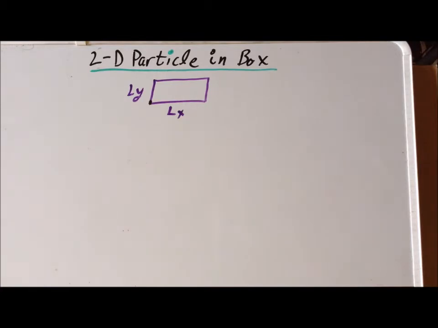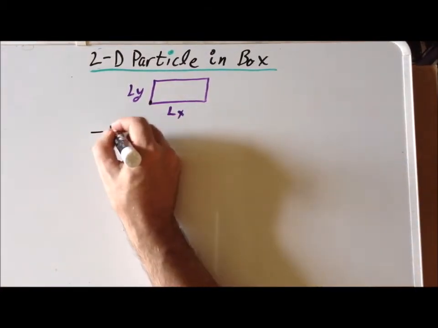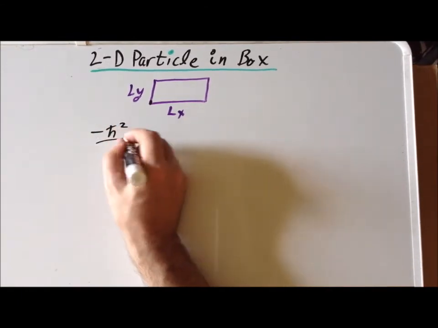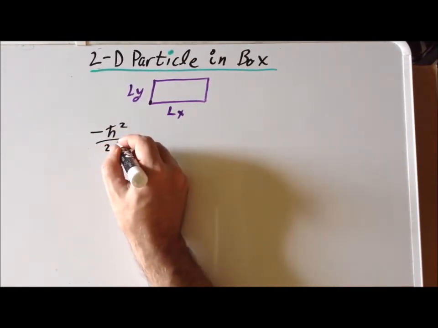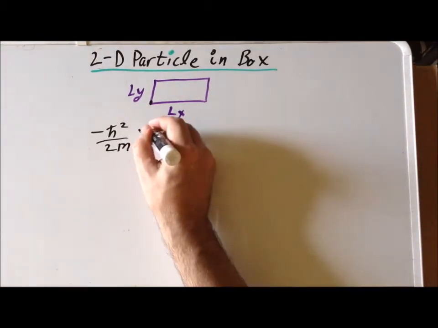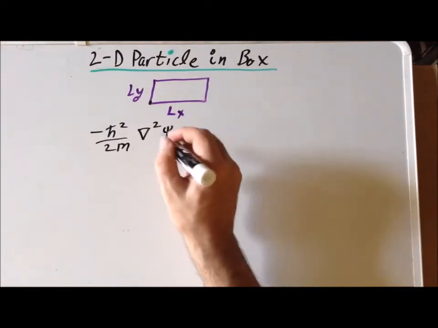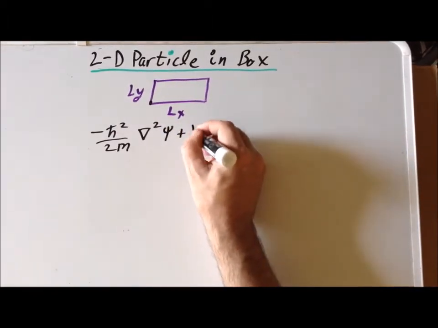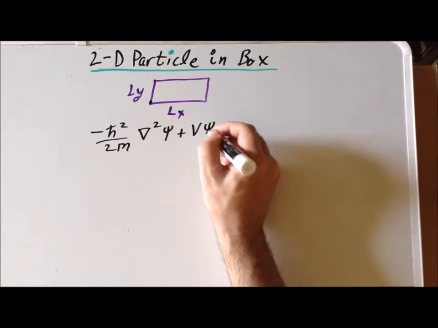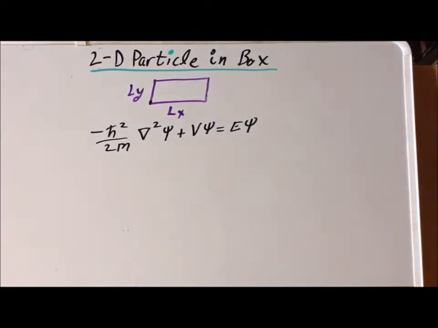Recall that any system will satisfy the Schrödinger Equation, which in general is minus h bar squared over 2m times del squared, the Laplacian, times psi, plus some potential times psi equals E times psi, where E is the energy of the system.